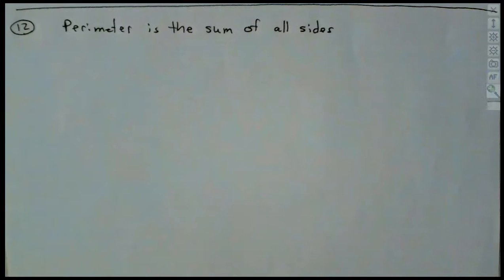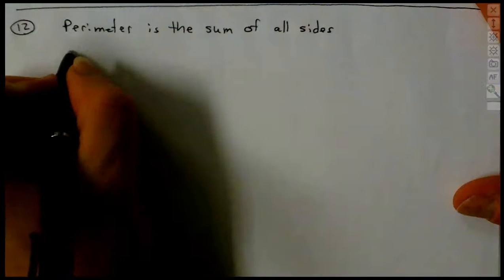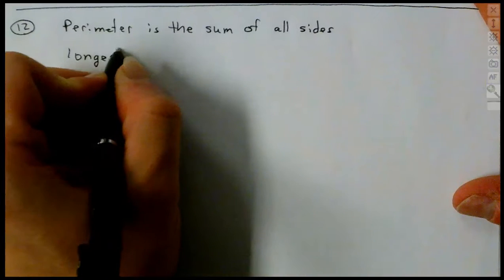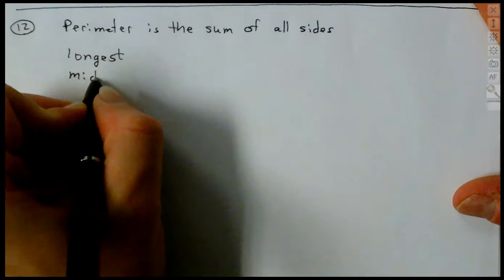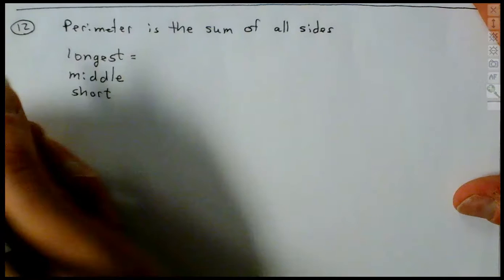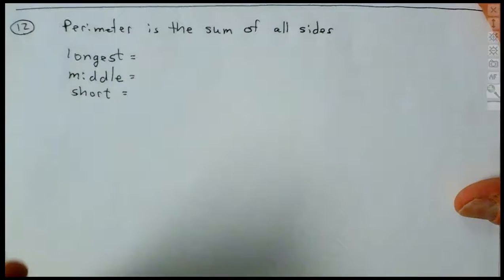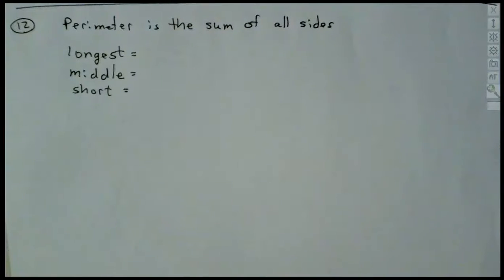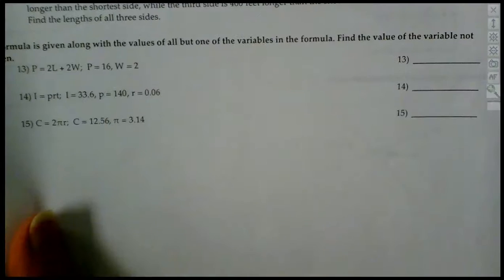So we're looking at the perimeter, and the perimeter is going to be the sum of all the sides. And when we talk about a triangle, this triangle is going to have three sides. And we've got the longest side. We've got a middle side. And we've got the short side. So these are our three sides here. So three sides for this triangle. Let's try to find our sides here.